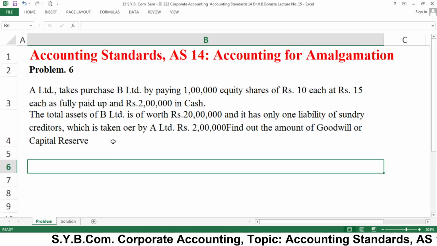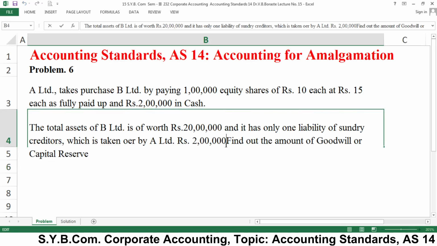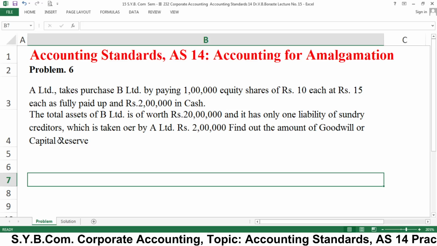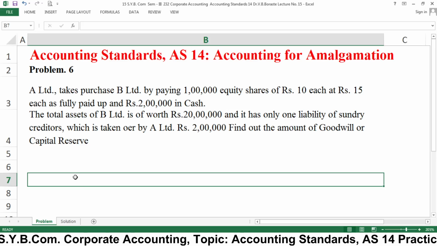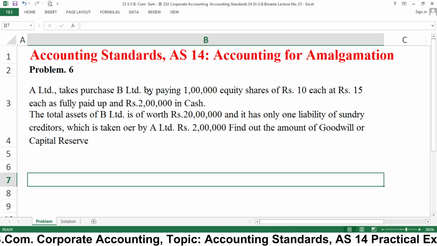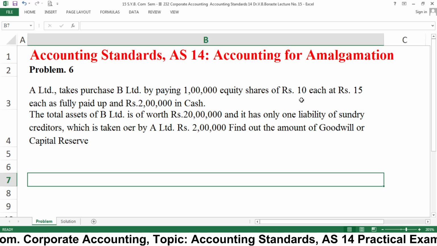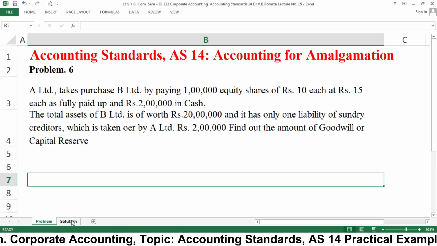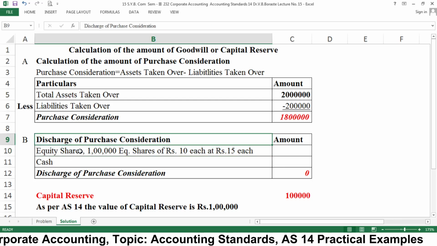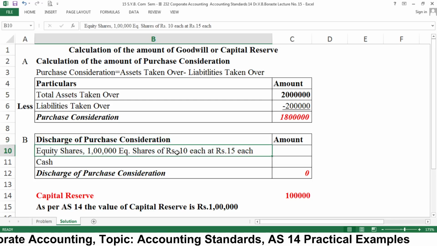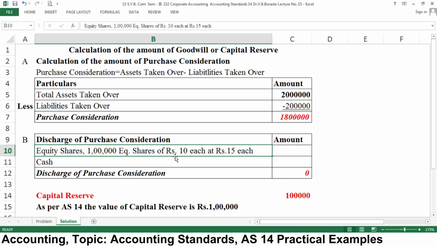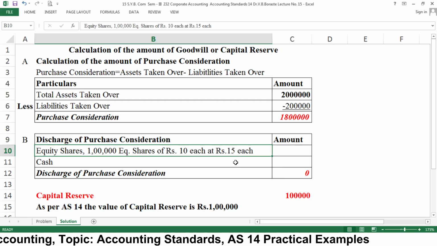Now what is our question? Our question is to find out the amount of goodwill or capital reserve. So for that we have to find out the discharge. So here is the discharge given. A Limited by paying 1 lakh equity shares of rupees 10 each at rupees 15 each. So the discharge of PC in equity shares is 1 lakh equity shares of rupees 10 each at rupees 15 each. That means one share value is 10 but the payable amount is rupees 15, that is 5 rupees is a premium.